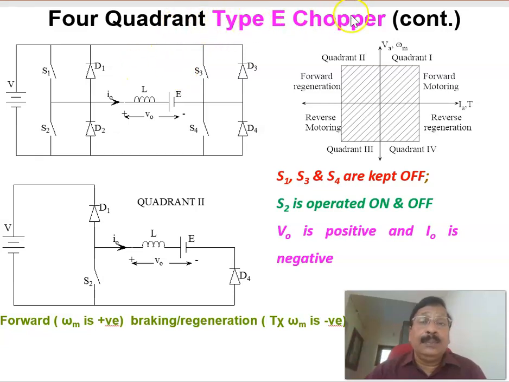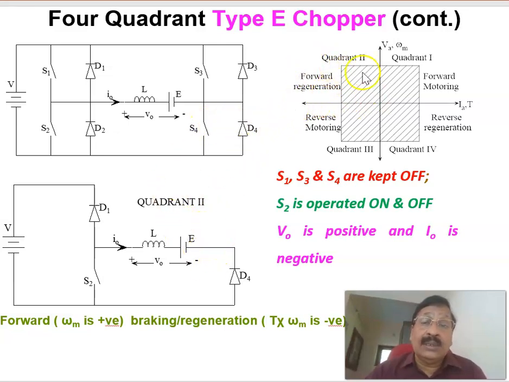Continuing with the four-quadrant chopper, let us see the working of the second quadrant. Second quadrant operation means that in the mechanical plane, with the torque axis and the omega m axis, omega m is positive and torque is negative. The product T into omega is negative. That is why it is called regeneration. Since omega m is positive, it is called forward regeneration. It is also called regenerative braking action, because a reverse torque is produced: the current direction decides the torque polarity. Since the current is negative, you get a reverse torque.